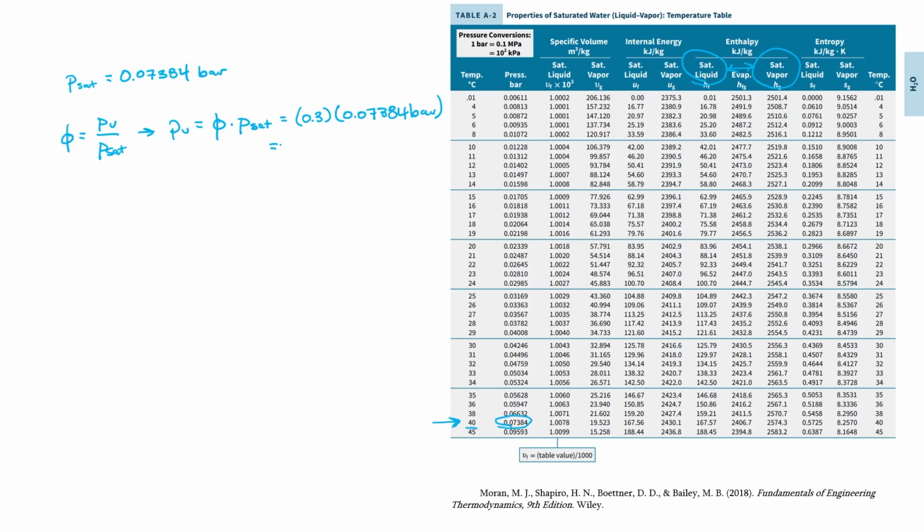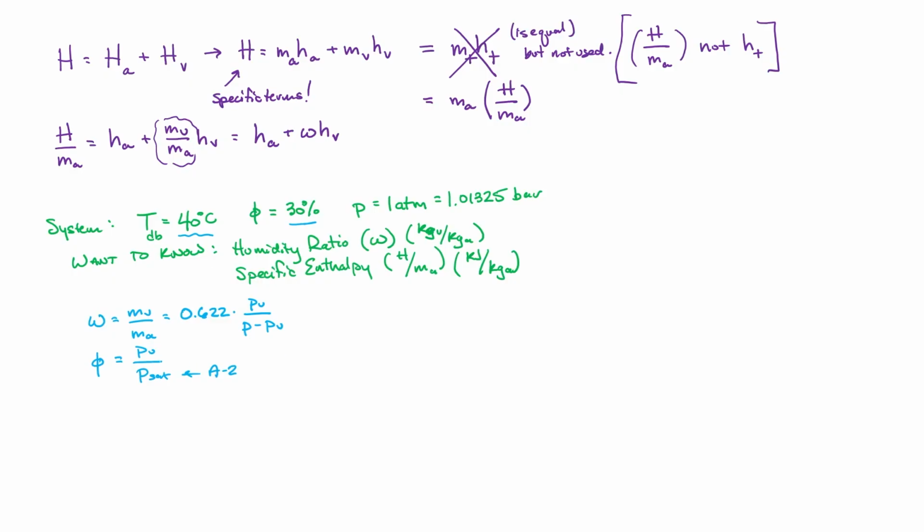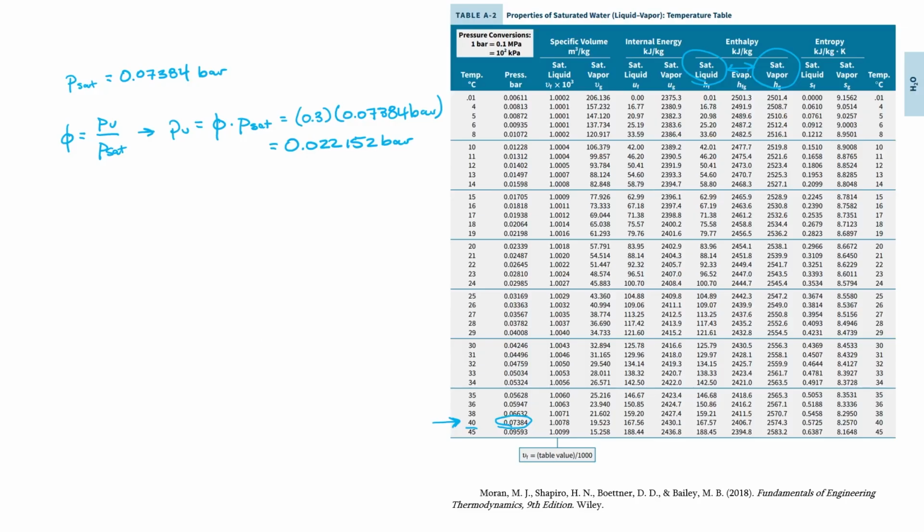That is going to give me a value of 0.022152 bar. I'm going to try to keep from rounding as much here just for our comparison's sake in a little bit. And then with this value, I can take that and I can take this PV and plug it right back up into my omega equation, because that's what I would like to solve for.